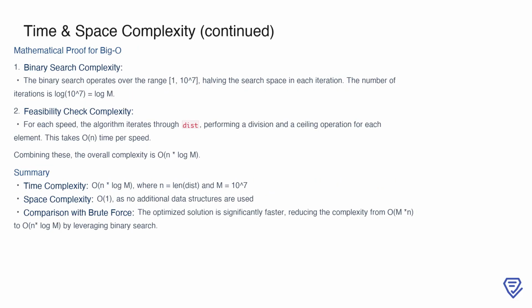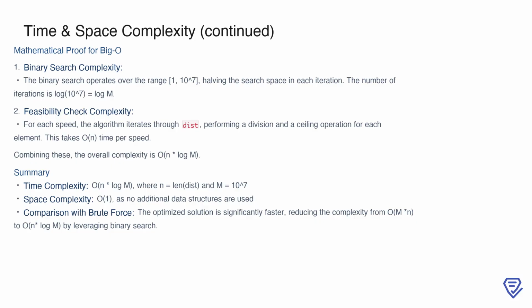Finally, let's solidify our understanding with a mathematical proof for the big O complexity. The binary search operates over the range from 1 to 10^7, halving the search space at each step, which results in log m iterations. For each speed, the feasibility check iterates through the distance array, performing a division and ceiling operation for each element, which takes O(n) time. Combining these two components, the overall time complexity is O(n * log m).